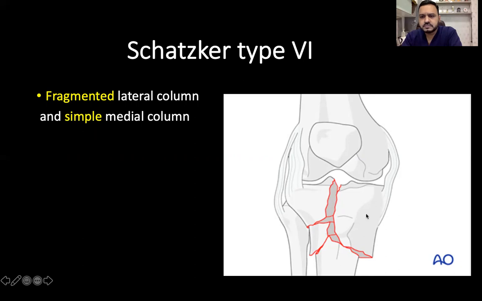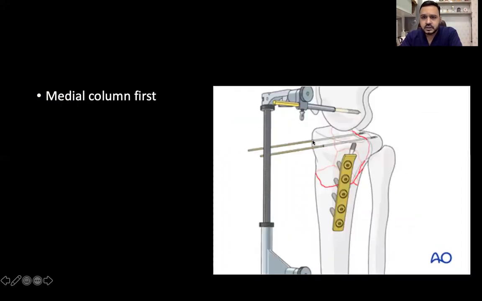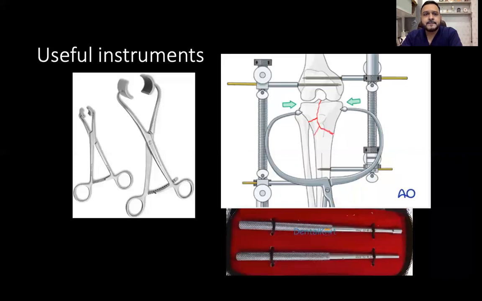So you can build this medial fragment and get the continuity first, and you can build the lateral column based on that medial column. Of course, the femoral distractor is a very useful tool intraoperatively to get the length, axis, and alignment right. Fix the medial column first, do provisional fixation for all the remaining fragments, and build a lateral column on the medial column. So this has to be your sequence of fracture fixation.